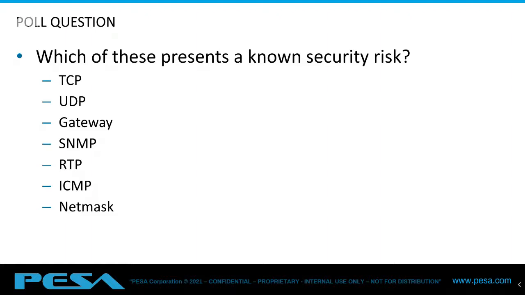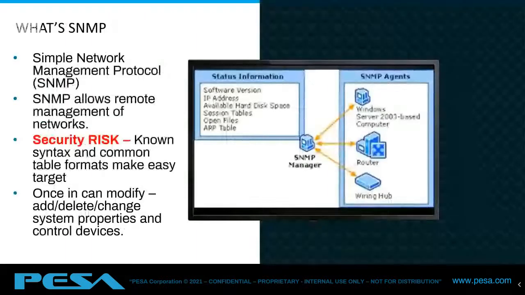Not at all. In fact, you might be surprised to learn that all of these are actually security risks, depending on how they're implemented. But the most glaring one is the one that most of the listeners here today have guessed correctly, and that is, of course, the Simple Network Management Protocol, SNMP. That one's a huge security risk these days.